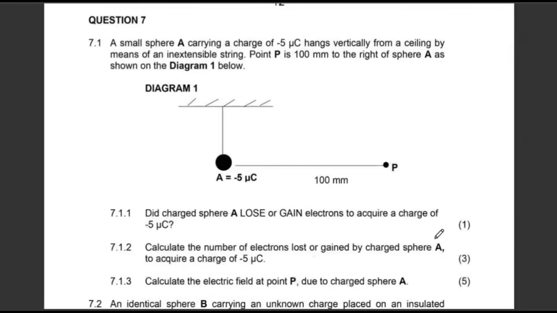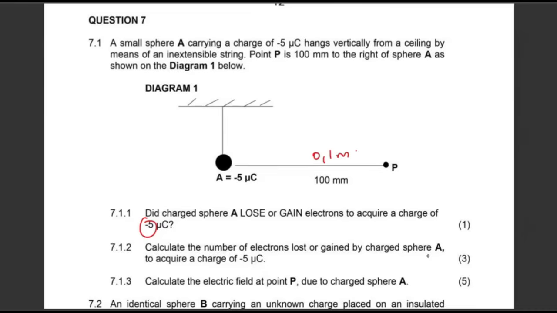Then 7.1, a small sphere. Okay, a small sphere A that is carrying a -5 microcoulombs hangs vertically from a ceiling by means of a string. Point P is 100 millimeters to the right. So let's change this to meters, which is going to be 0.1 meters. Did the charged sphere A lose or gain electrons to acquire this charge of -5?